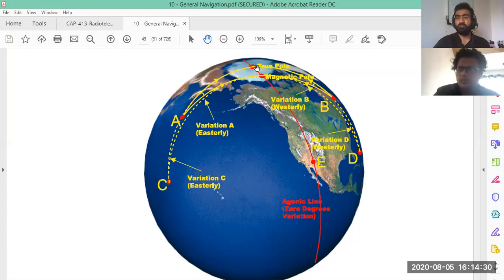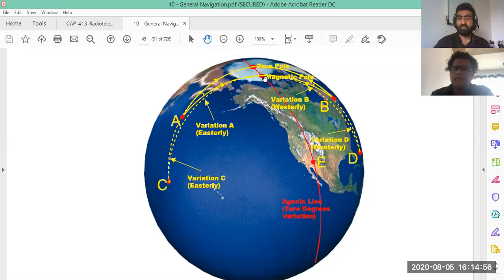So although at one point in time there is a difference between true and magnetic poles, depending upon the different observers, the variation value for all observers is different. For the observer at Echo, it is zero variation. Observer at Bravo, westerly. Observer at Delta, westerly, higher than the earlier.